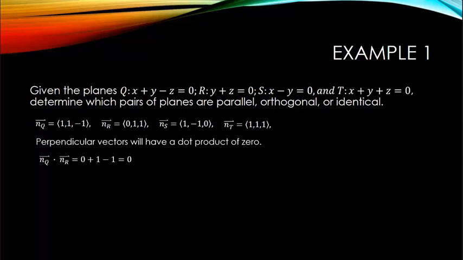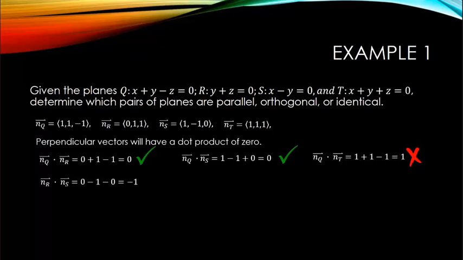N sub q dotted with n sub r gives me 0 plus 1 minus 1. A dot product of 0 tells me that my two planes q and r will be perpendicular. N sub q dotted with n sub s gives me 1 minus 1 plus 0. This is equal to 0, so my q and s planes are perpendicular. N sub q dotted with n sub t gives me 1 plus 1 minus 1. This is equal to 1. This means that my planes q and t are not perpendicular.